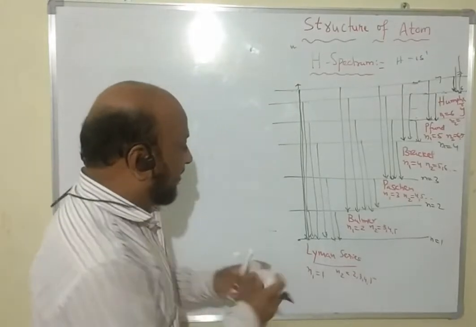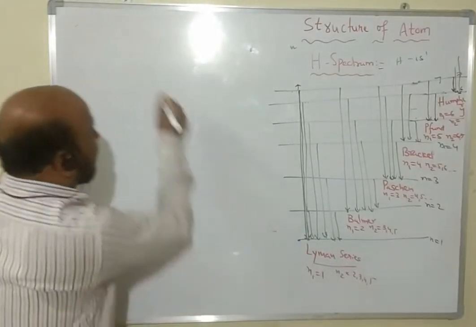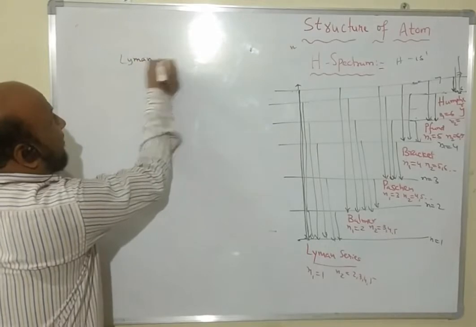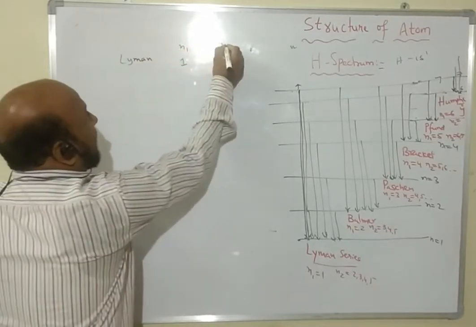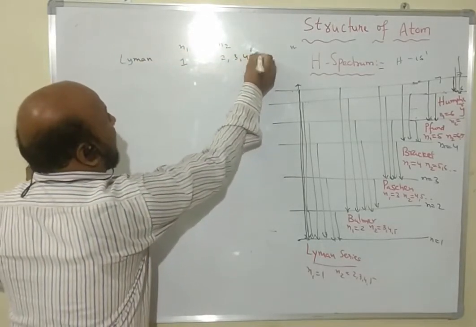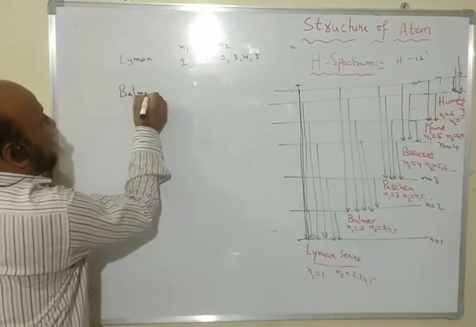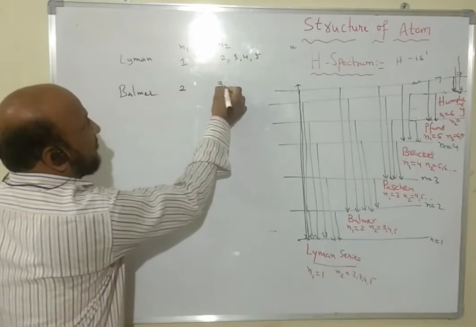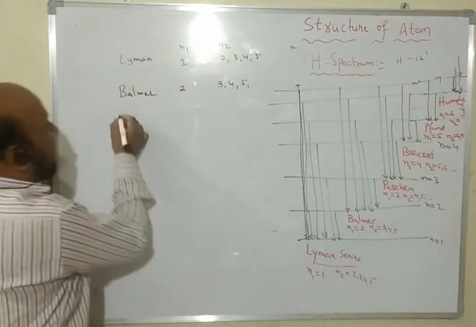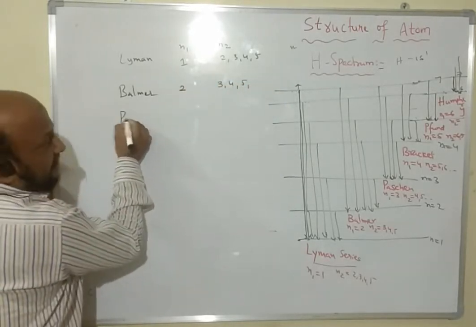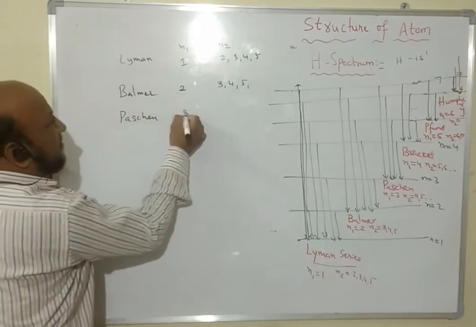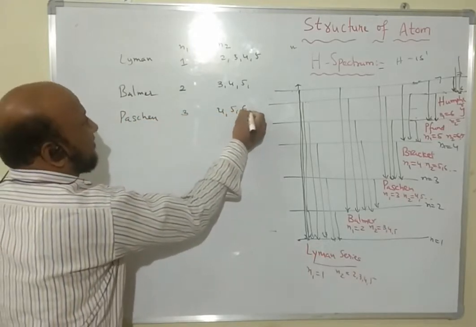Hydrogen spectrum, we are discussing Lyman series. In Lyman series, N1 is always equal to 1 and N2 is equal to 2, 3, 4, 5 like this. And in the second one, that is Balmer series, N1 is equal to 2 and N2 is equal to 3, 4, 5, 6, and so on. And the next one is Paschen series. In this Paschen series, N1 is equal to 3, and N2 is 4, 5, 6 and so on.